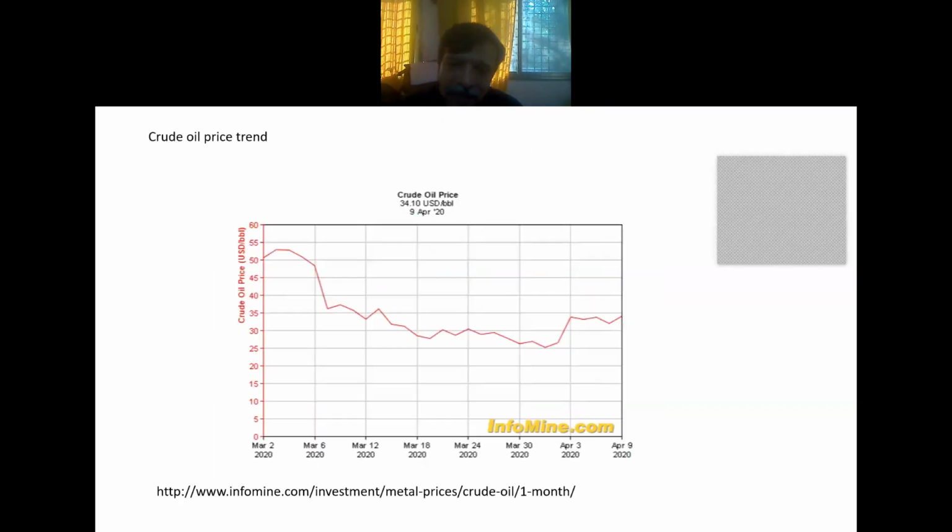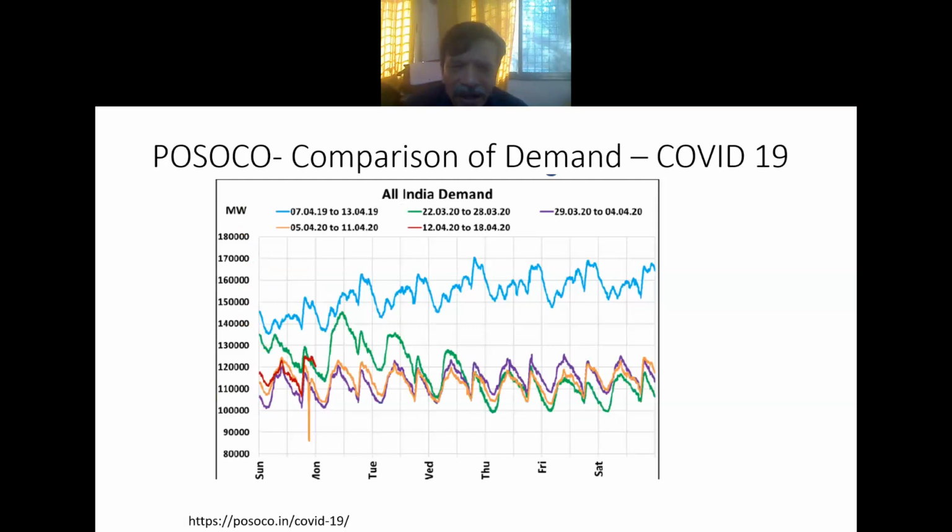The other thing which has happened is that oil prices have gone down very significantly. If you look at it, oil was at about $50 per barrel, and it went down to almost half of that, $25 per barrel, and then it has come up. So overall, for countries like India, where we have a large import bill, this will help initially in terms of our balance of payments.